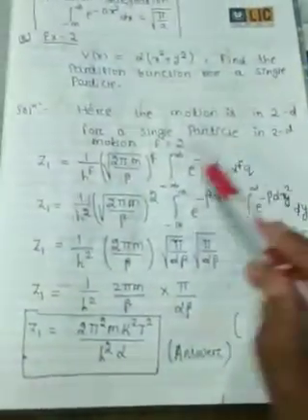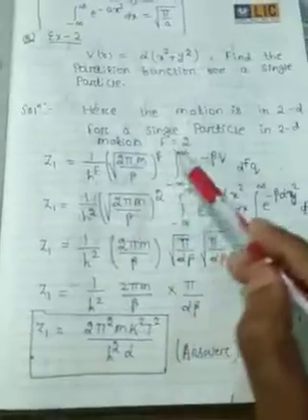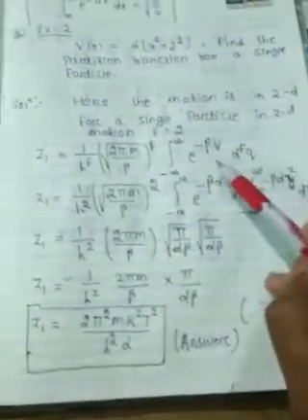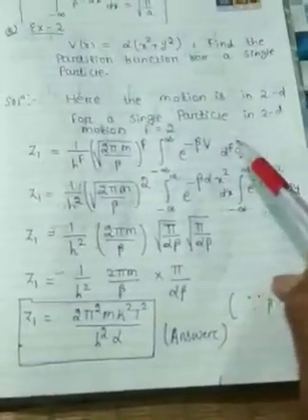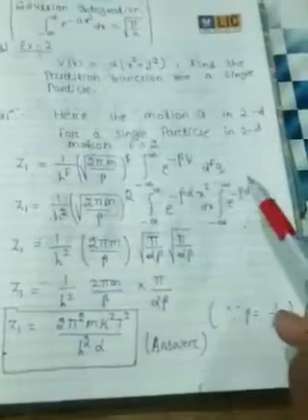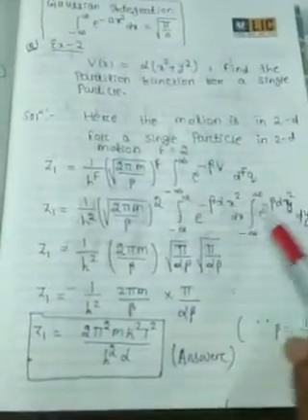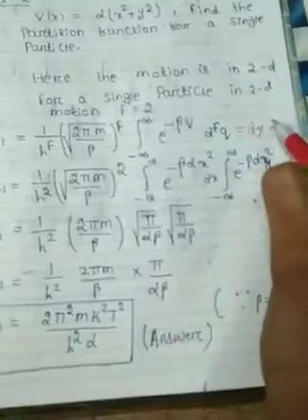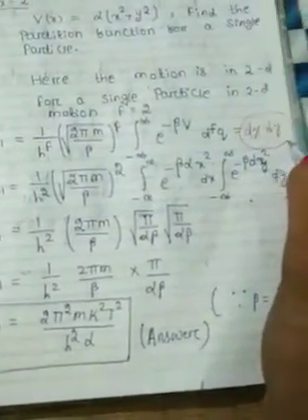Now we are applying the formula 1/h^f (2πm/β)^(f/2) times the integration from minus infinity to plus infinity of e^(-βV) d^f q. V is equal to α(x² + y²). In this expression d^f q will be dx dy because this is a two dimensional system.